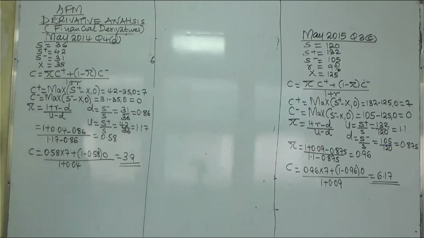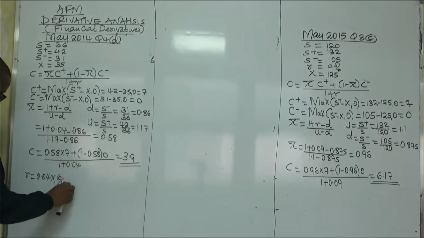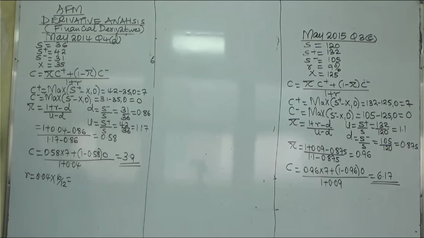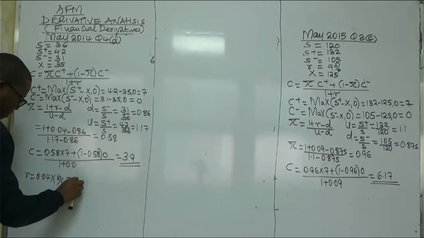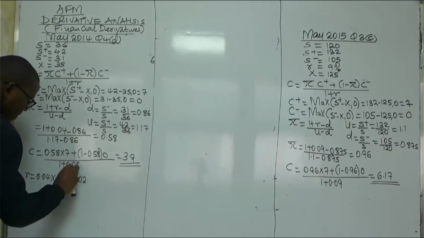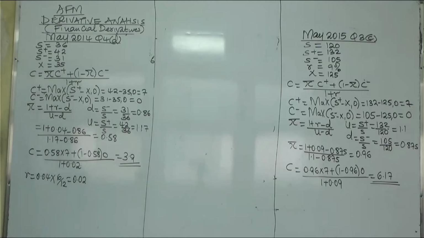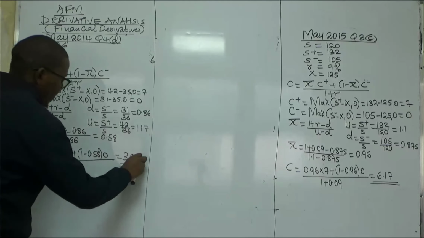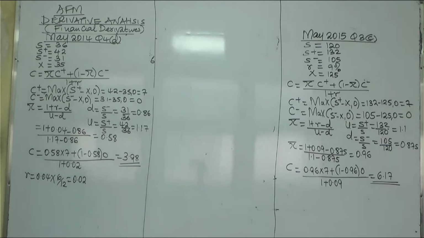Our expiration is 6 months. So what we'll consider is this, the rate in 6 months: 0.04 multiplied by 6 over 12. So this will be 0.02. Since the rate was for 1 year, use 0.02. It is 3.98.